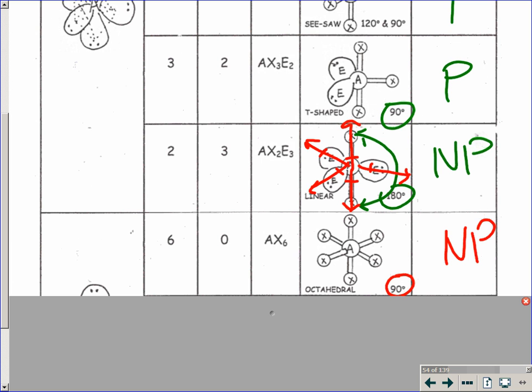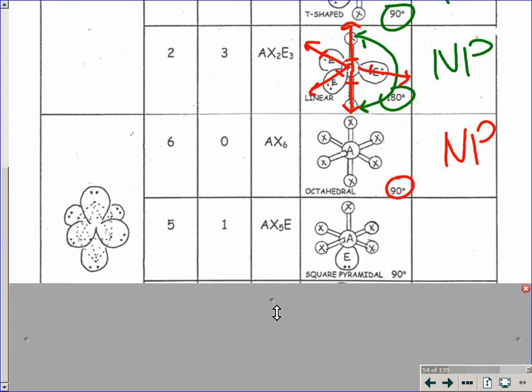Drop off a ligand, add a lone pair. Where would that go? Doesn't matter in this case, right? Everybody's at 90 to each other. I see it better to drop off the axial. So if I drop off the bottom axis, what shape do I see? Square pyramid, right? So I don't have that bottom pyramid anymore. So I have a square pyramid.